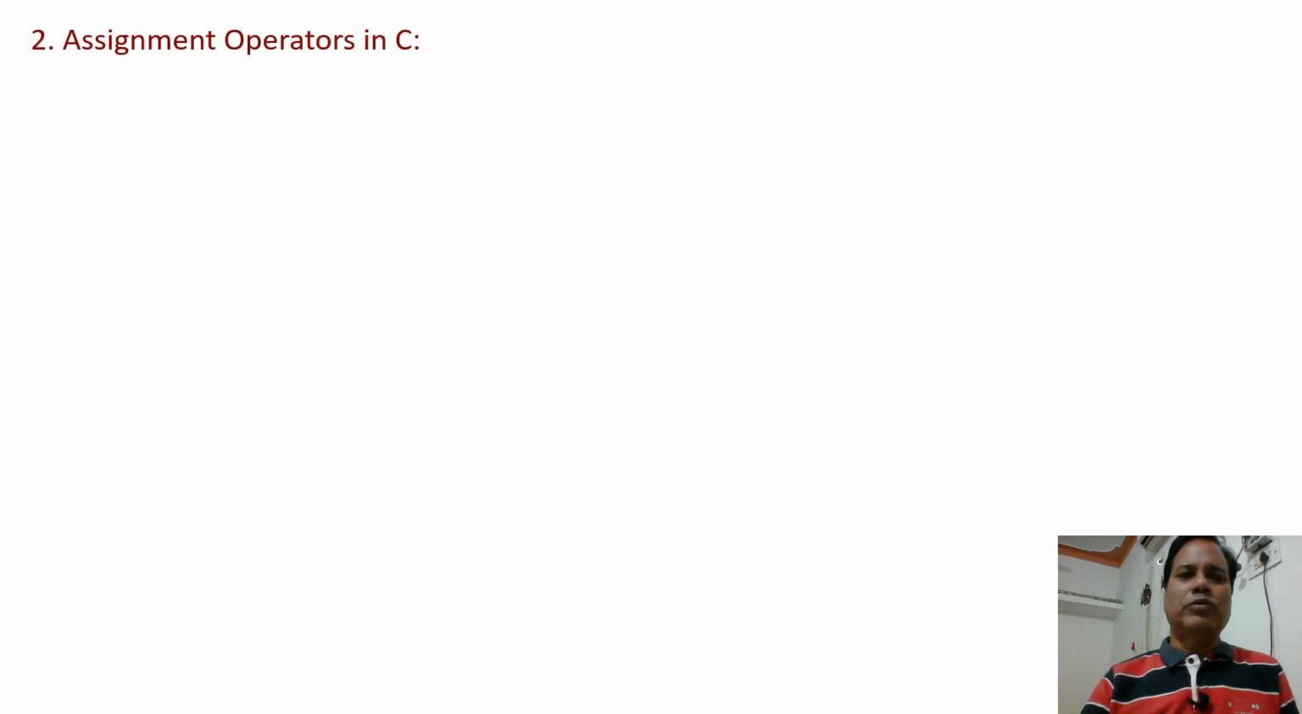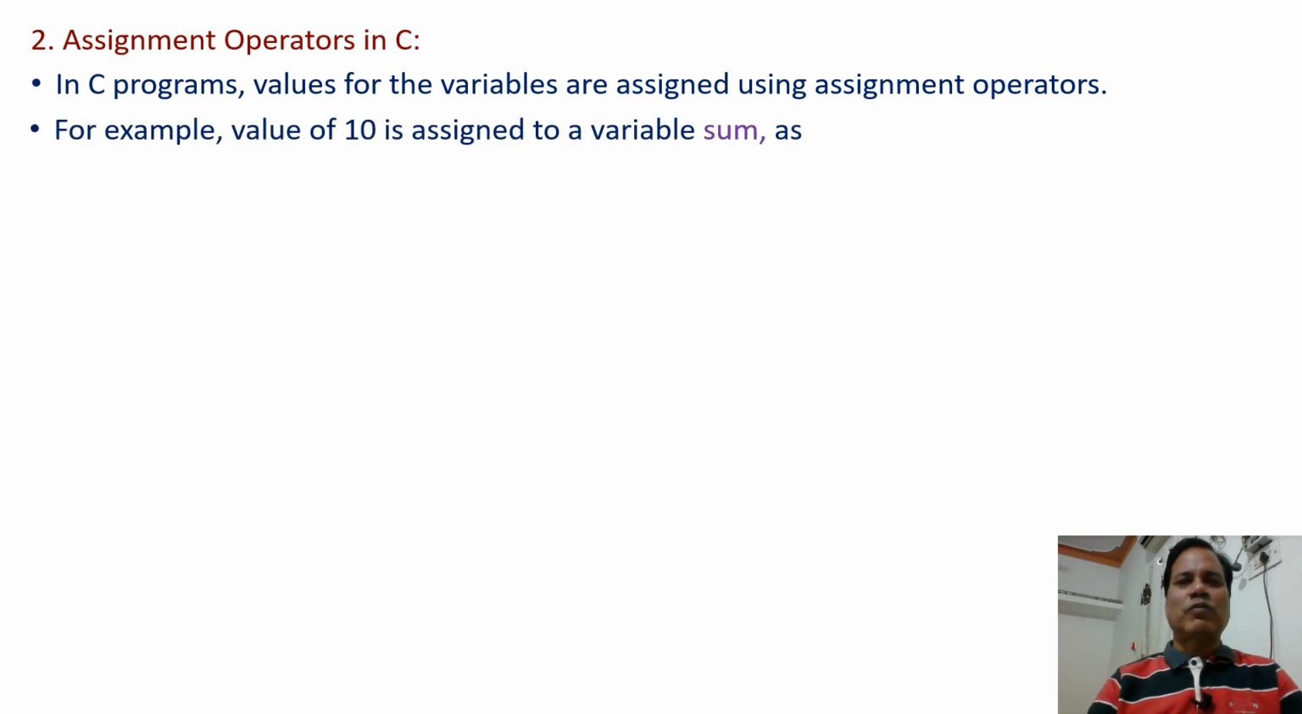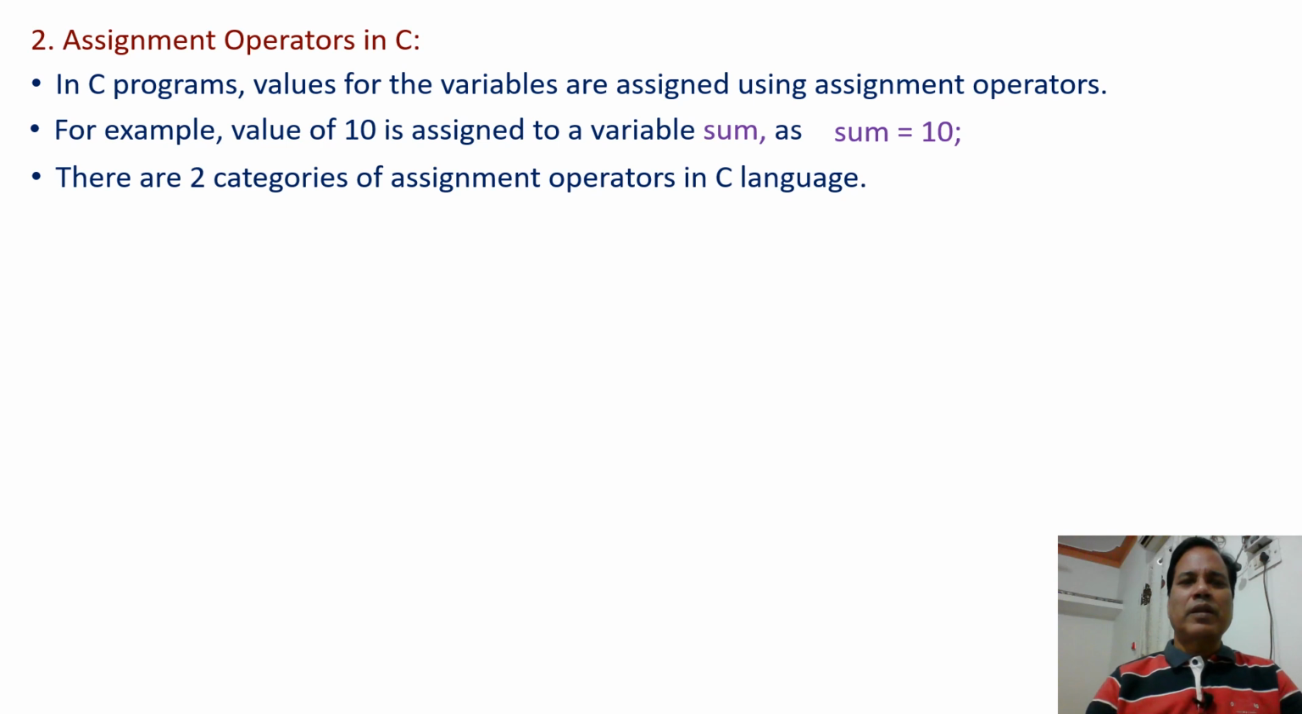Today we are going to discuss assignment operators in C. What is an assignment operator? In C programs, values of the variables are assigned using assignment operators. For example, the value 10 is assigned to a variable sum as sum = 10;. There are two categories of the assignment operators in C language.